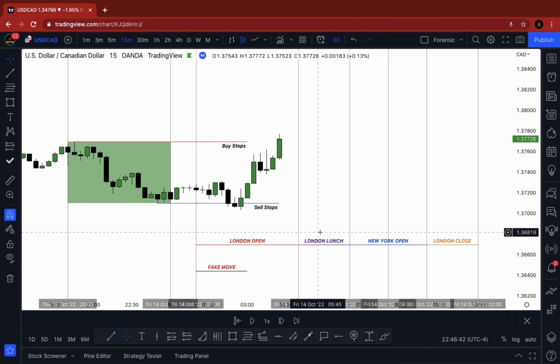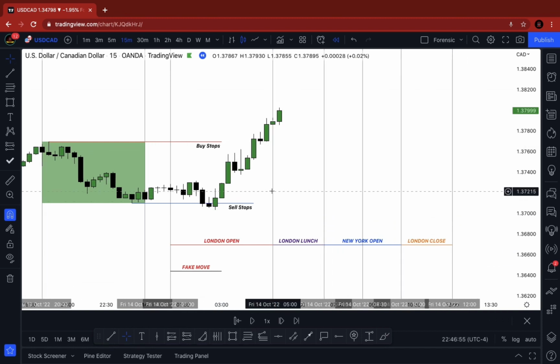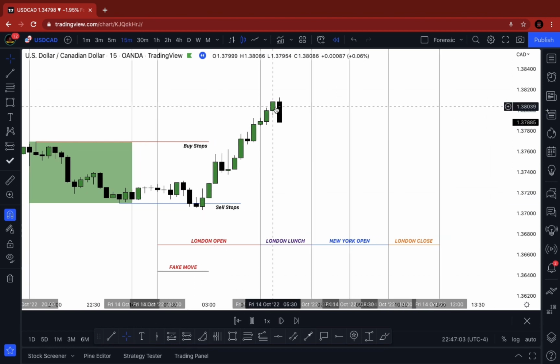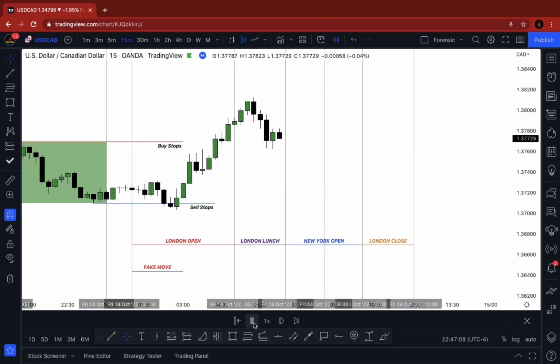Now, next we have the London lunch, and we know that characteristic is normally going to be a consolidation or a deep retracement. So let's see what occurs. So now this is 5 a.m. to 7 a.m. We should anticipate consolidation or some type of retracement because we got this expansion, right? So some type of retracement down into this range should occur. As you can see, it does.